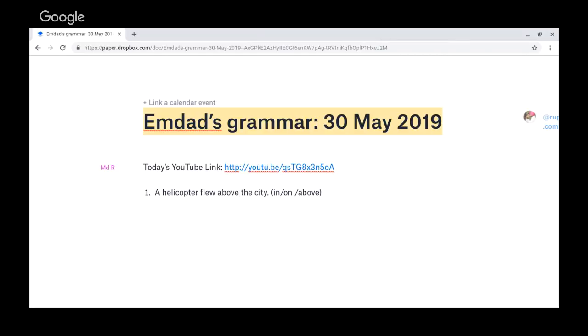Do you know above and below? Above means on the top and below means at the bottom. But do you know how beautiful does it look, yeah? So, helicopter flew above the city. But do you know that this sentence is wrong? No, you don't know? Let me tell you, this sentence is wrong. What is the right answer then?